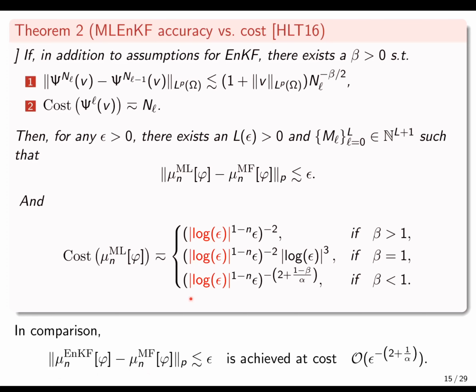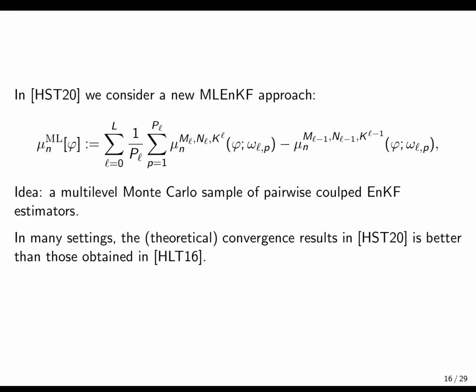I should also say here that this kind of log term that we obtain here, the one which is marked in red, we don't observe numerically, and we assume that it's because our proofs are non-optimally constructed. And on that note, let me say that in this preprint here, we consider actually a new form of MLEnKF. I will call it MLEnKF 2.0 later.